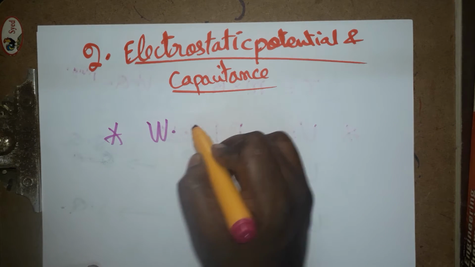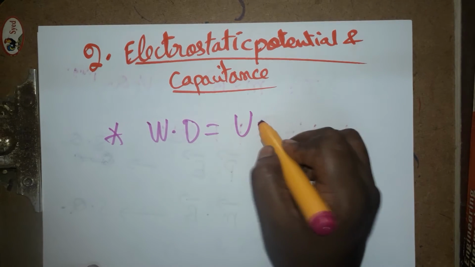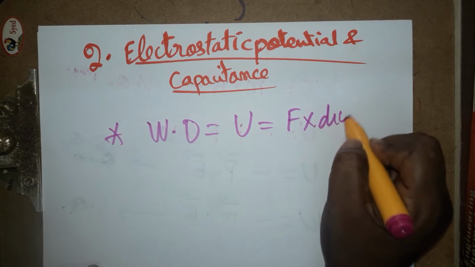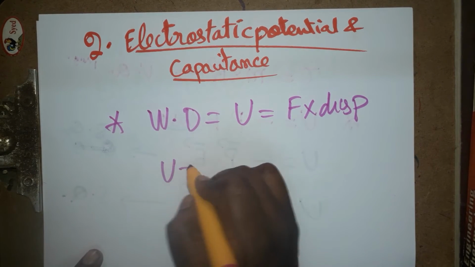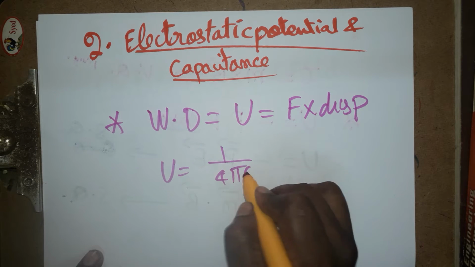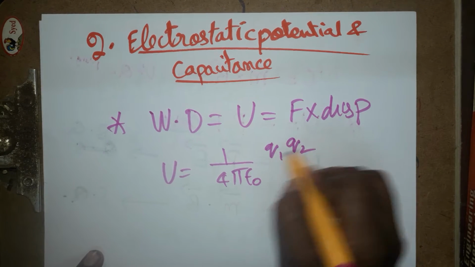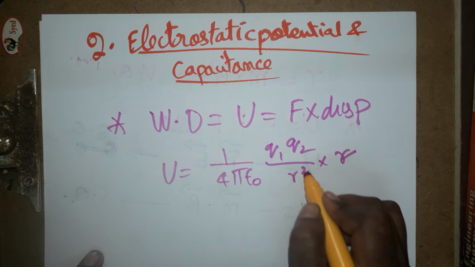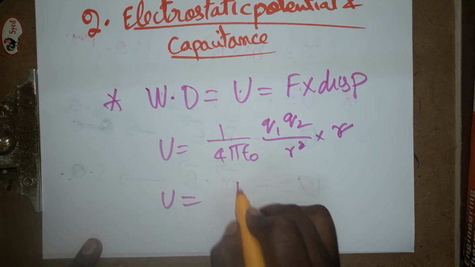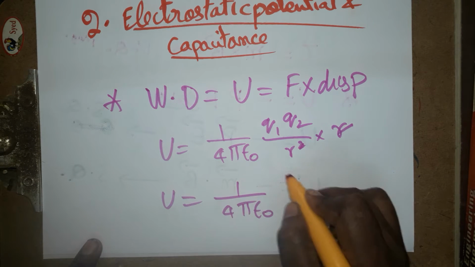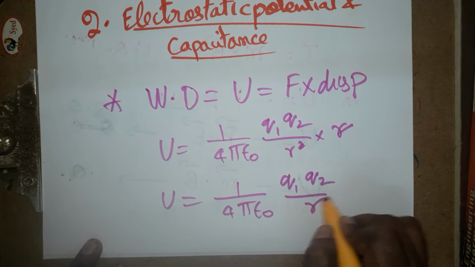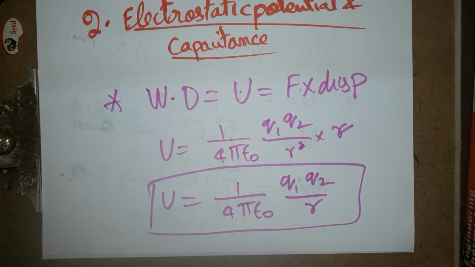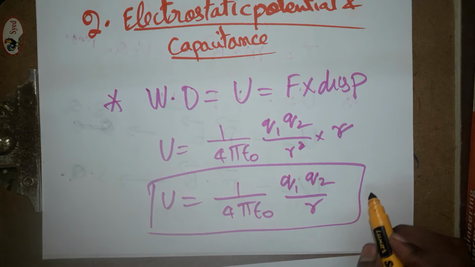Work done, W equal to U, is force into displacement. Simple formula. Easily, as a trick, you can use 1 divided by 4 pi epsilon naught Q1 Q2 divided by r square, into r, so r square gets cancelled. So U is equal to 1 divided by 4 pi epsilon naught Q1 Q2 divided by r. It's the electrostatic potential energy, and the unit of this is joules.